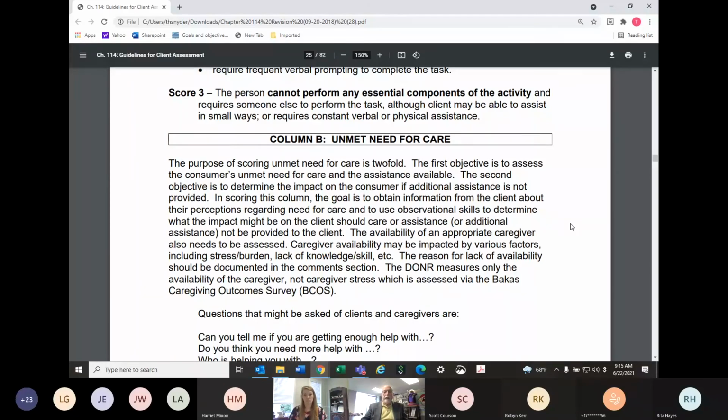I also need to look at availability of the caregiver. And this is simply availability. I am not measuring caregiver stress through the DON-R. And there's been significant improvement in that shift. I see very few DON-Rs anymore that are talking about caregiver stress. Caregiver stress is measured through the Bacchus Caregiving Outcome Scale. In unmet need, we are measuring availability of the caregiver.